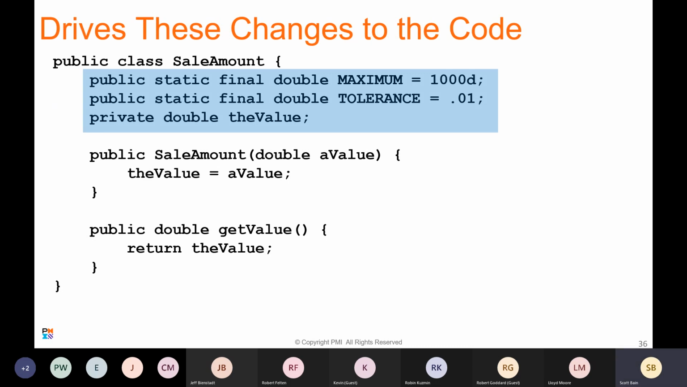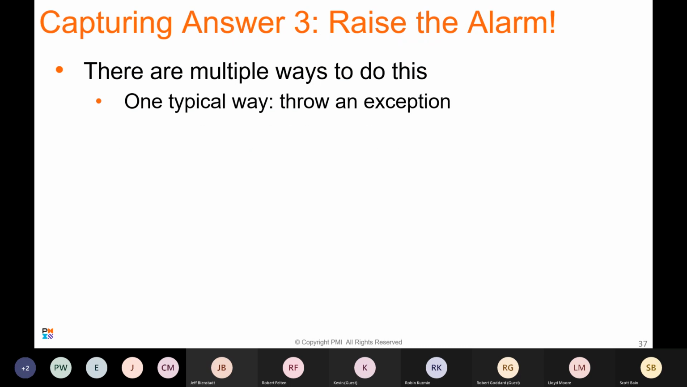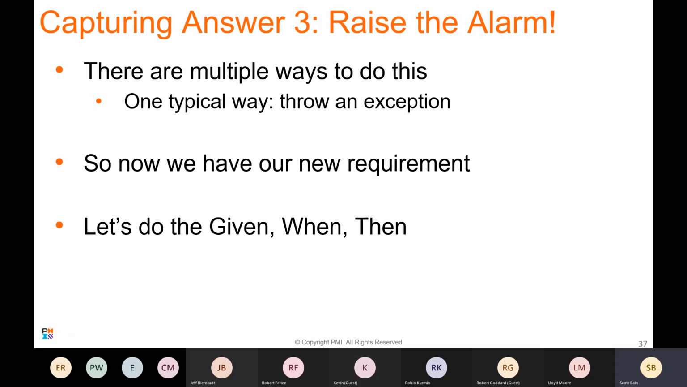We still need to add the behavior of raising an alarm. We have to test drive that too, of course. Let's say the alarm will be an exception being thrown by the code if the amount is over the maximum. That's how we'll satisfy this requirement. There are other ways, but this is a reasonable candidate. Of course, we make sure this works for the customer too. But again, we always start with the test.